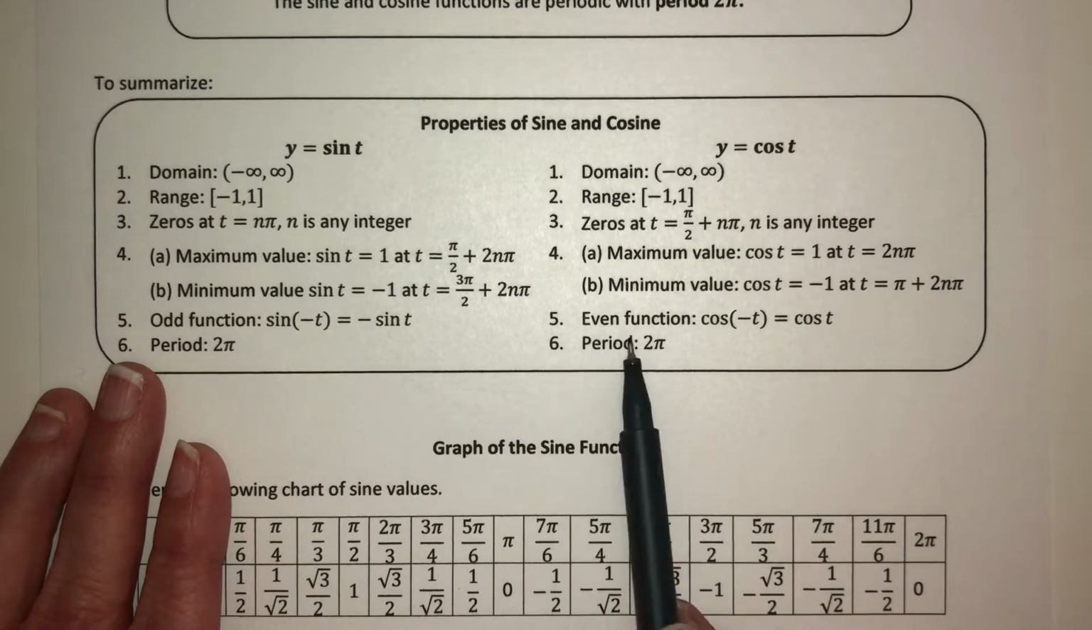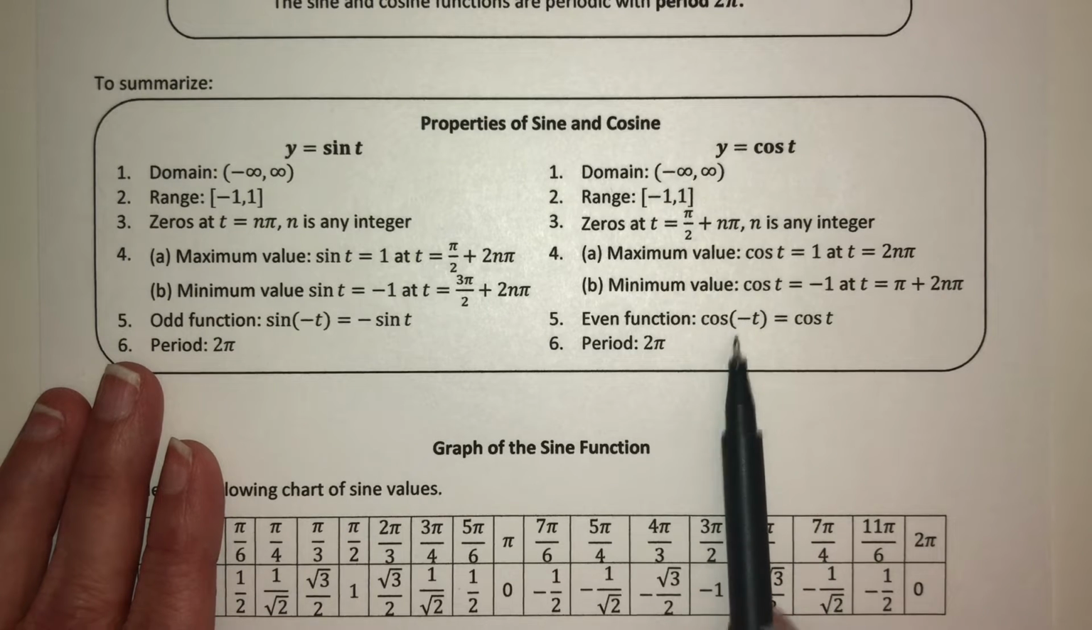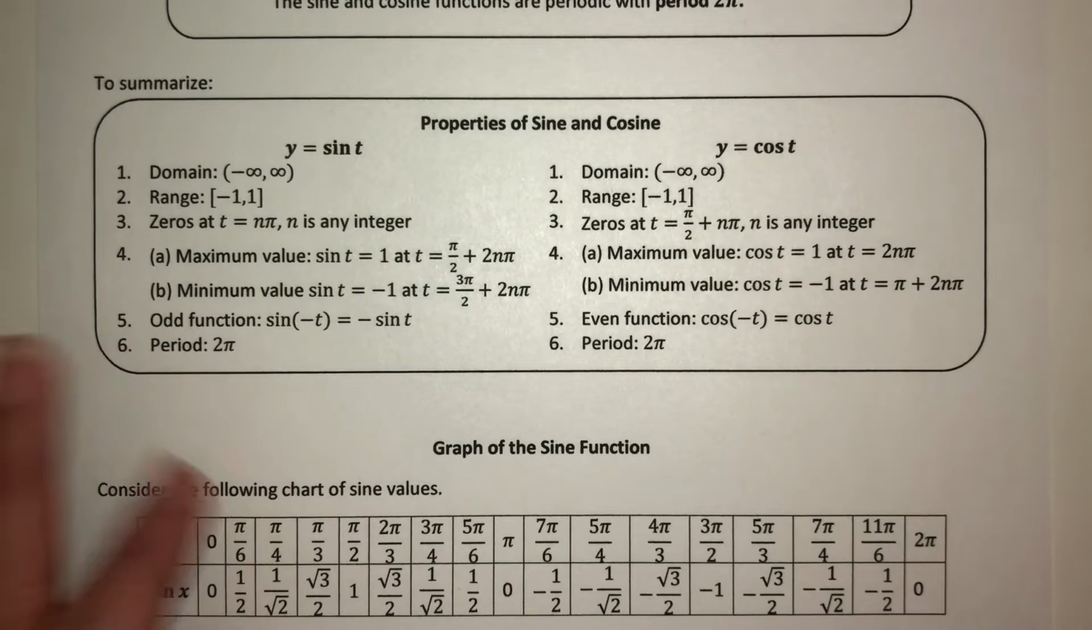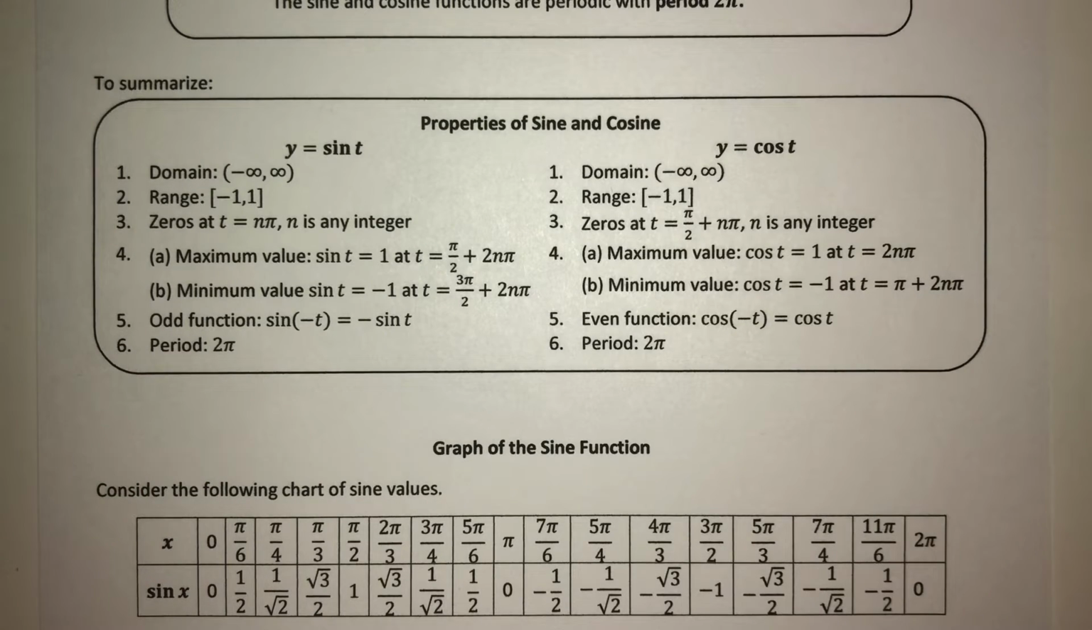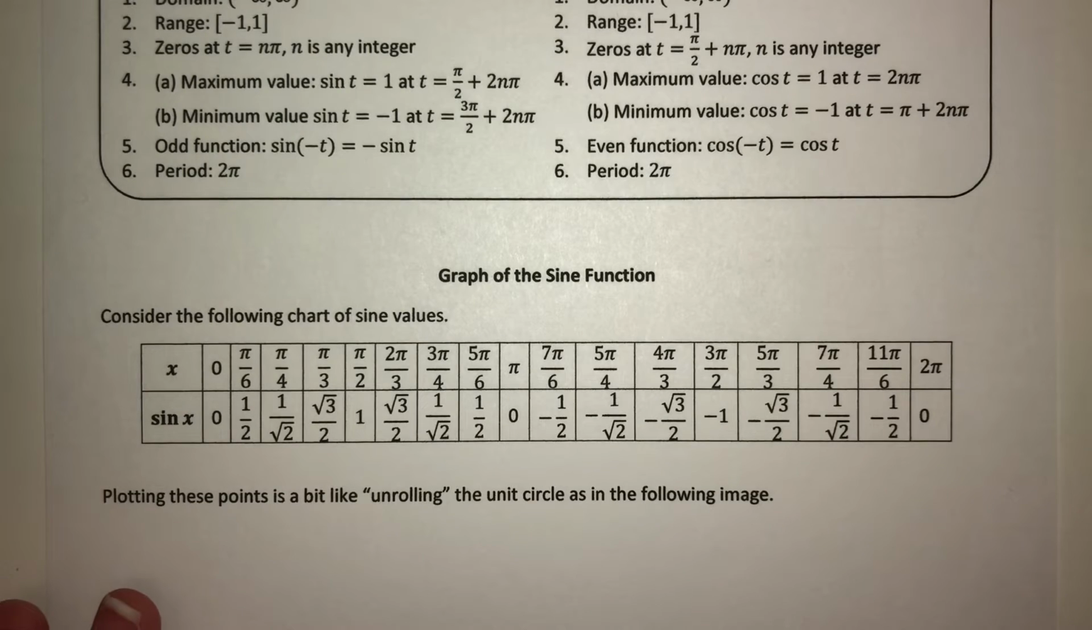We know that cosine is an even function, so if I'm finding cosine of -t, that's the same as just finding cosine of positive t. And we know that this also has a period of 2 pi. Okay? Now, let's talk about what these graphs actually look like.